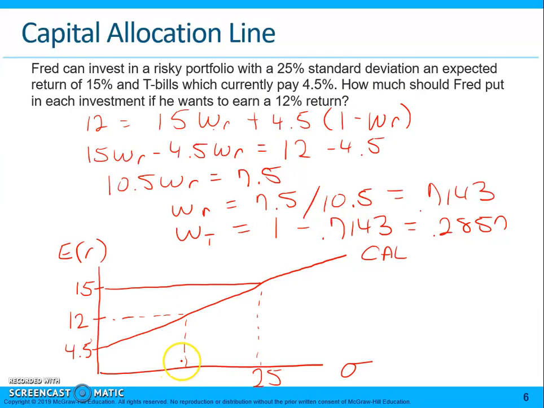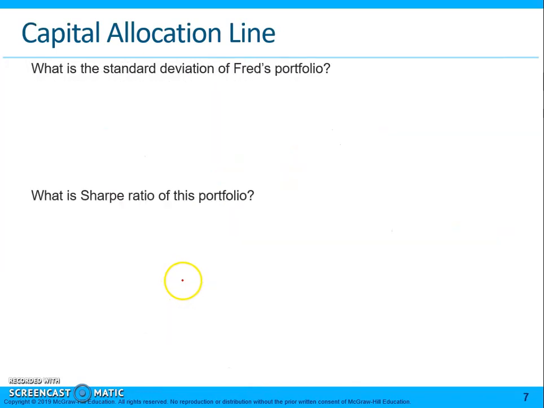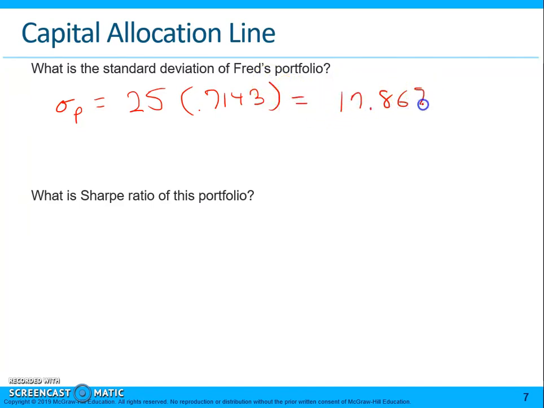We don't know what this number is, but we can calculate it. We'll calculate it on the next page, but we've just graphed our capital allocation line. So we need the standard deviation on this portfolio. The standard deviation on the portfolio is the standard deviation of the risky portfolio, 25, times its weight, 0.7143. So that is 17.86%.